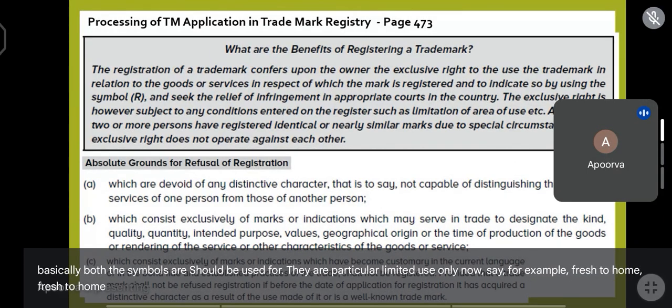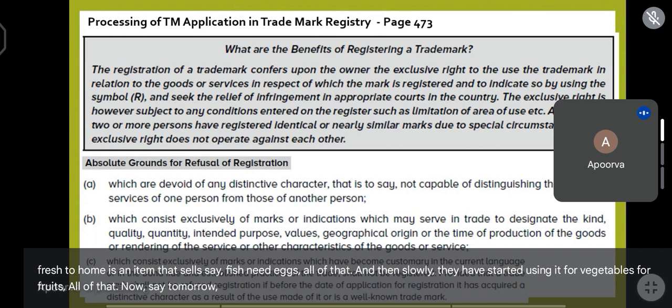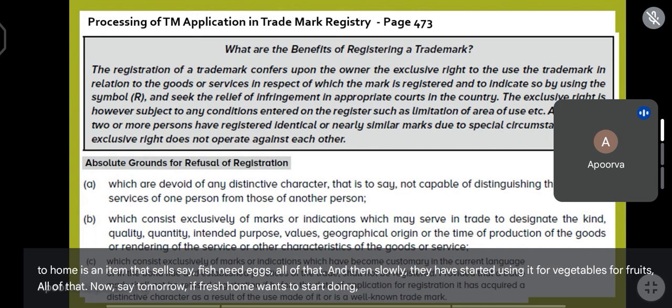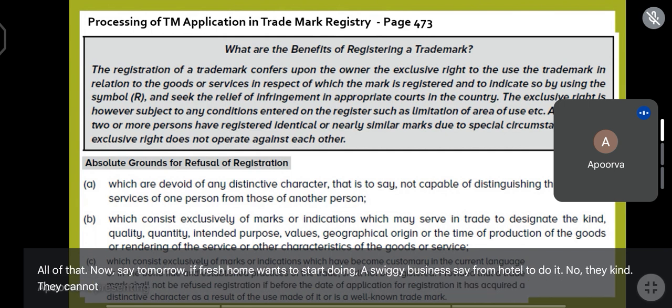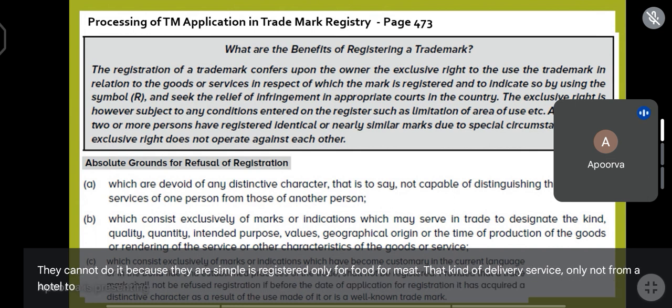Now, say for example, FreshToHome. FreshToHome sells fish, meat, eggs, all of that. And then slowly they have started using it for vegetables, for fruits, all of that. Now, say tomorrow FreshToHome wants to start a Swiggy-like business, delivering from hotels. No, they cannot do it, because their symbol is registered only for food, meat, that kind of delivery service, not for hotel-to-user delivery service.